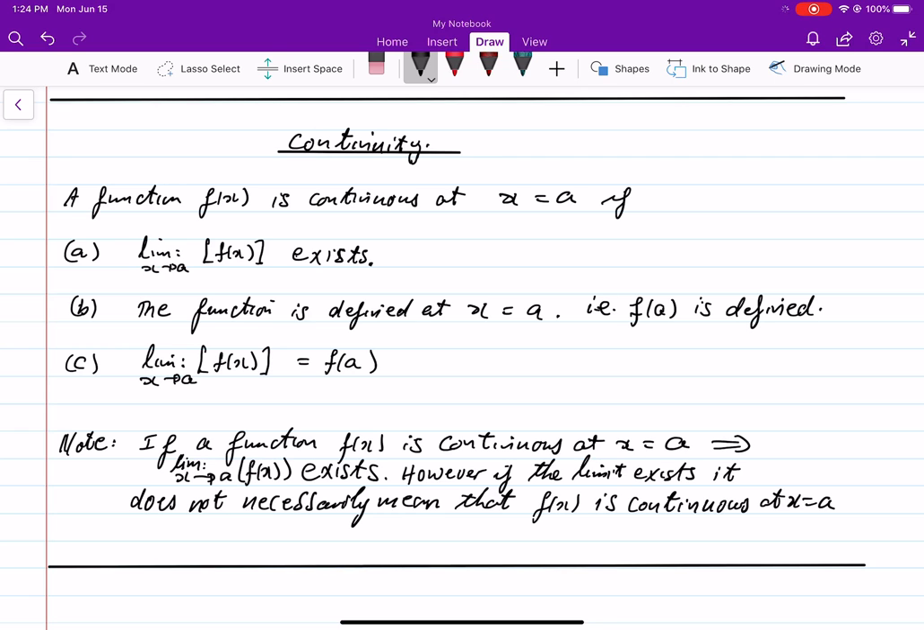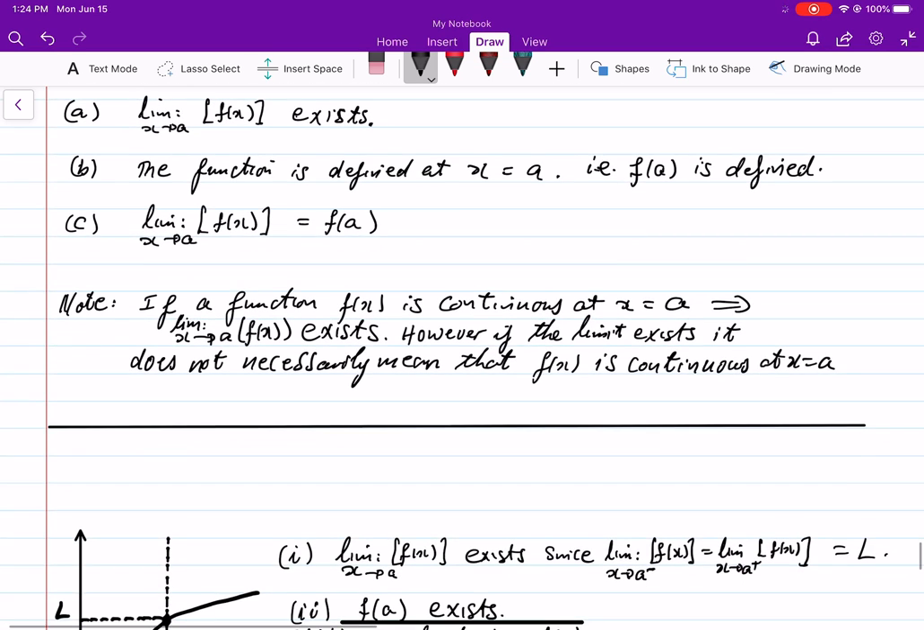So, for the function to be continuous, the limit must exist. The function must be defined at x equal a. That is, f of a must be defined. And the limit as x approaches a of f of x must be equal to f of a. Again, that's going to come out with the examples we're going to look at a little later on.